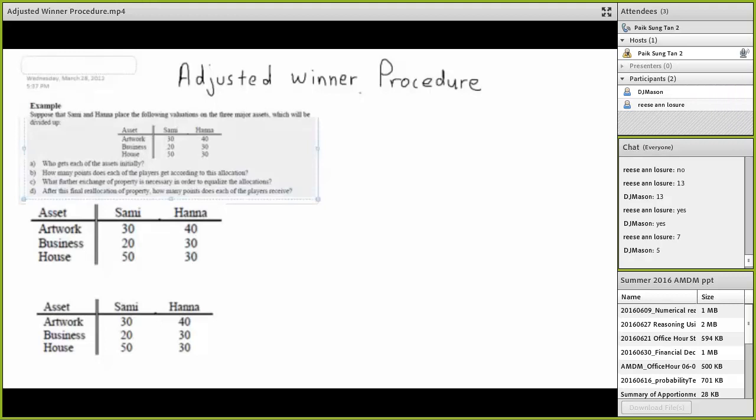below the part, okay, 2016, July 7, I'm going Fairdivision, to explain the in there, adjusted so you winner can watch it procedure. again. So first of all, we're asked who gets the assets initially.